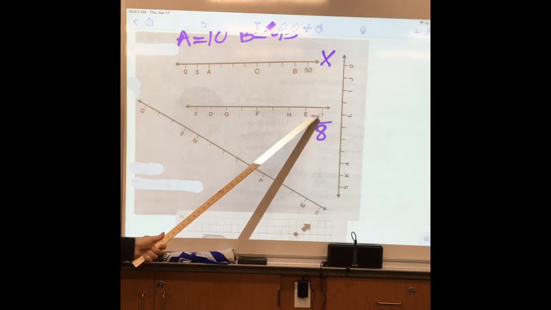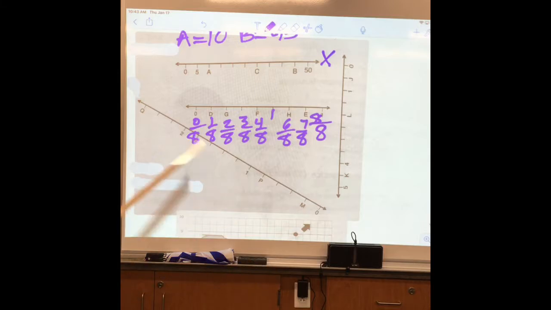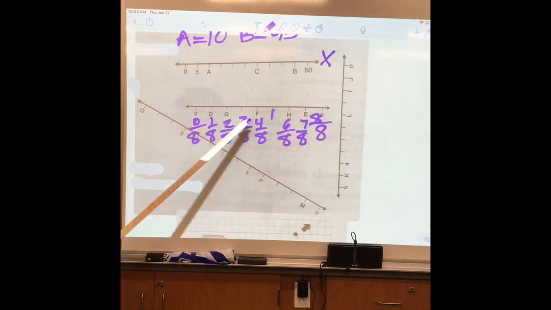I'm going to put an 8 on the bottom. And this would be an 8 over 8, right? So what is this cut up into? I hope you said eighths. So this would be 0 over 8. This would be 1/8, 2/8, 3/8, 4/8, 5/8. This would be 6/8 and 7/8, right? So then, now that we did that, they could say, okay, what's F?